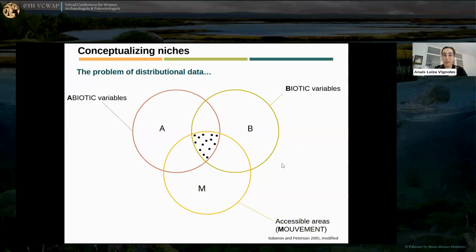The problem of distributional data is that the abiotic variables, so the fundamental niche ecological properties of the species, are not the only variables that impact the distribution of the species. We also have biotic variables, meaning the interaction with other species that is going to constrain or expand these distributions. And we also have the dispersal capacity of the species: if the species can't disperse to its suitable habitat, well, we will not find it there. So you can see the problem of using distributional data to reconstruct species' ecological niches.